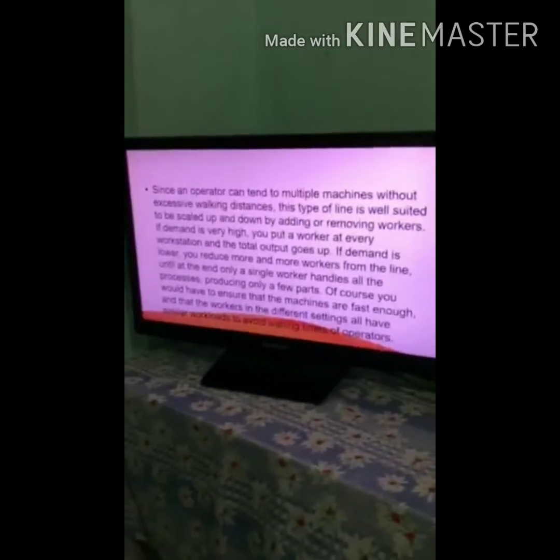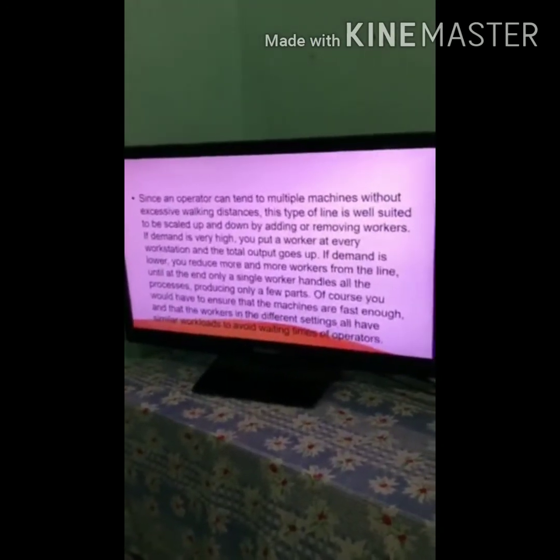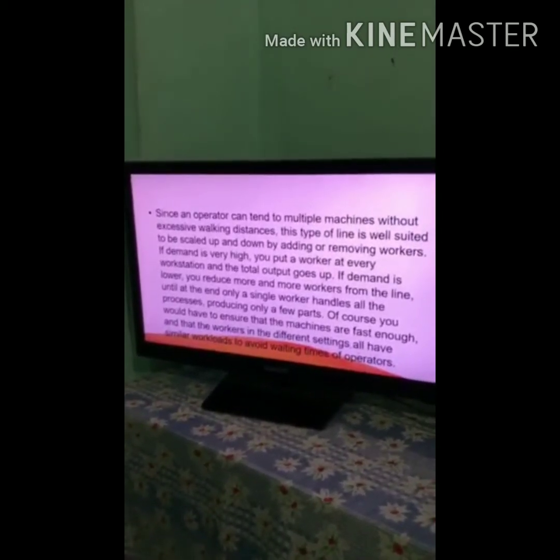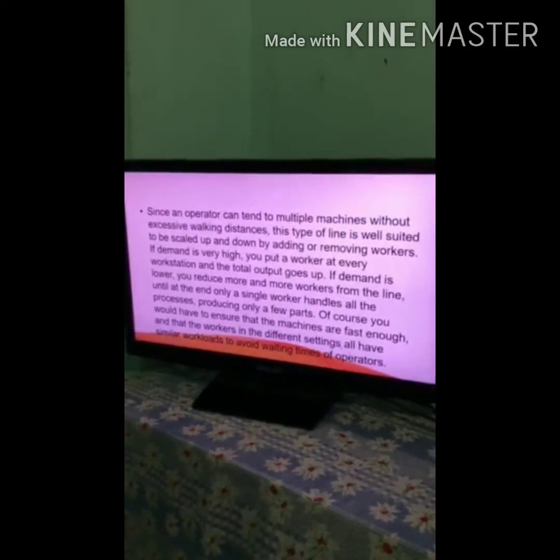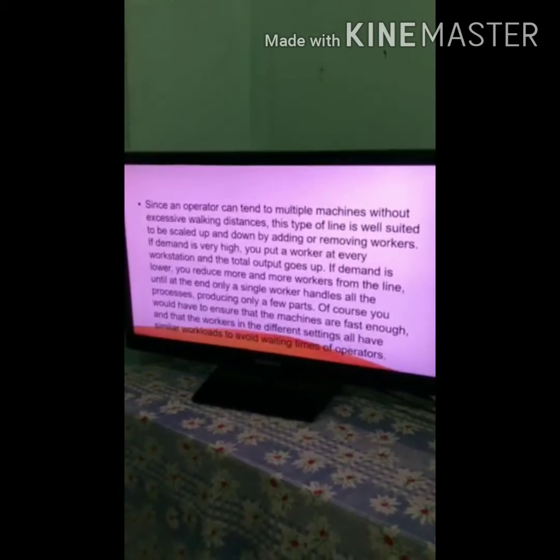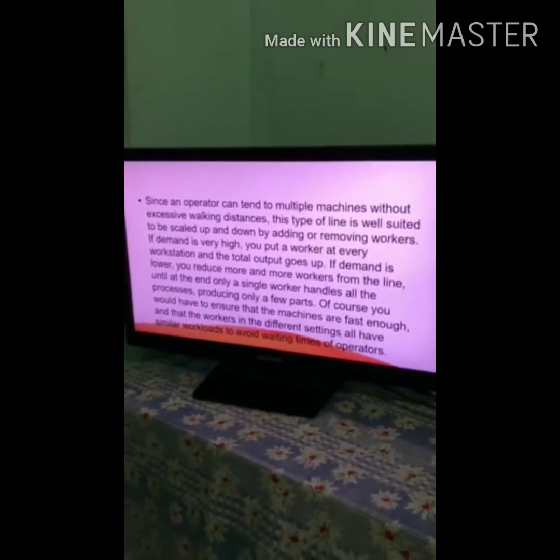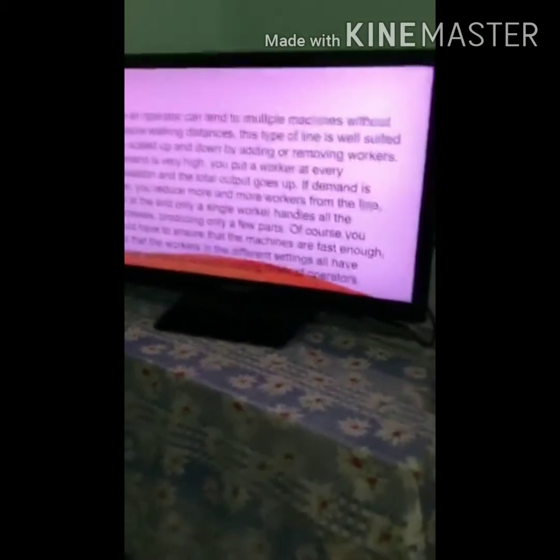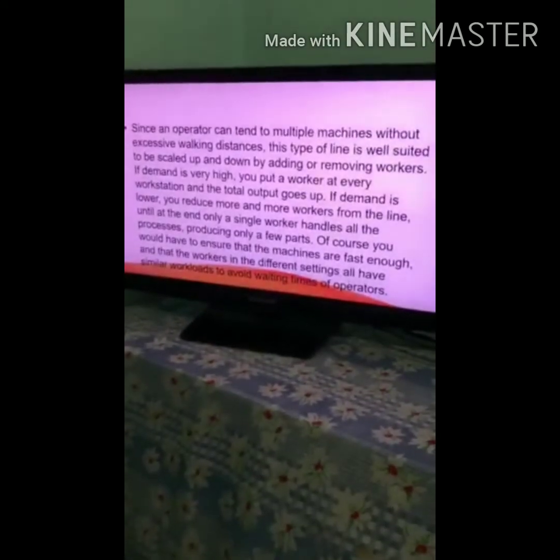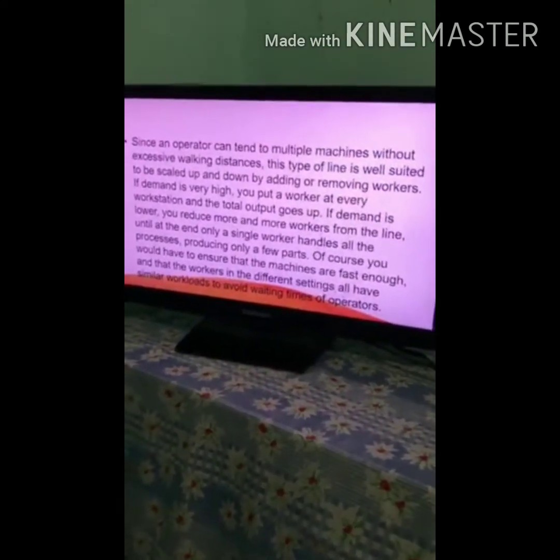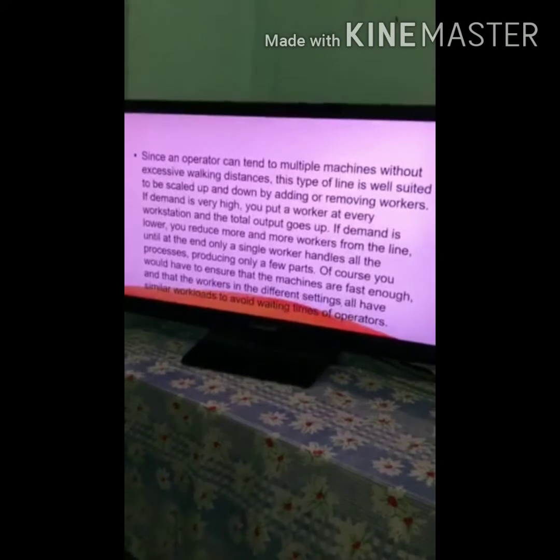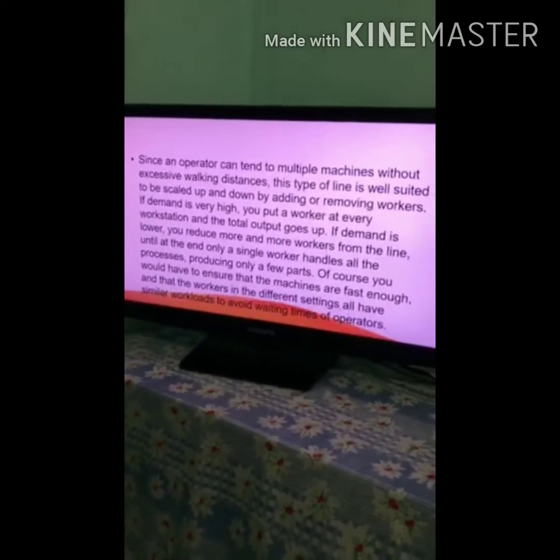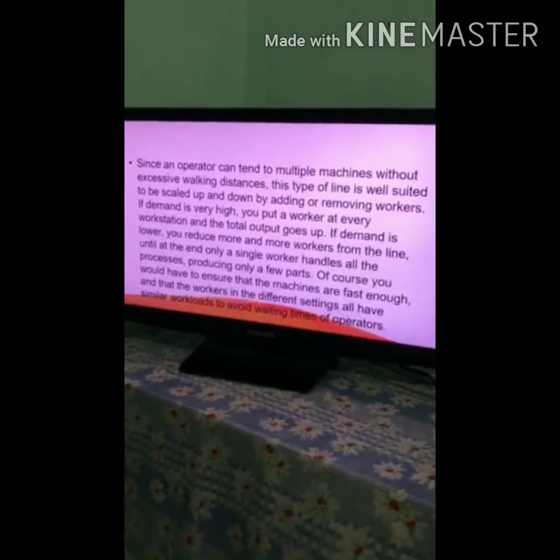So since an operator can tend to multiple machines without excessive walking distances, this type of line will be suited to be scaled up and down by adding or removing workers. So if the demand is very high, you put workers at every workstation and the total output goes up. If demand is lower, you reduce more and more workers from the line until, in the end, only a single worker handles all the processes, producing only a few parts.